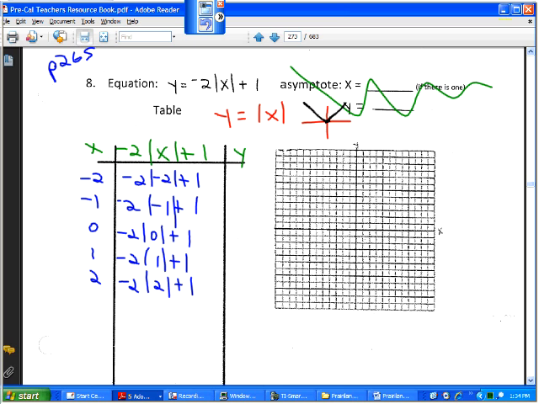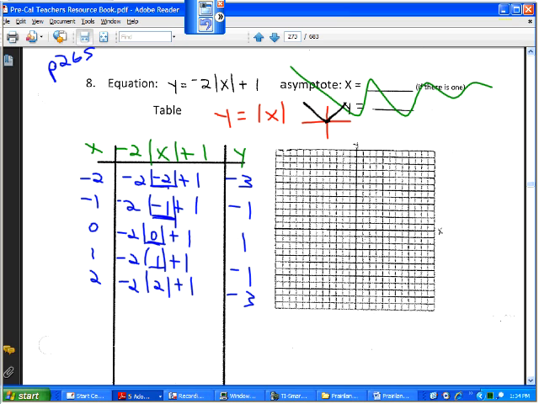All right. So absolute value negative 2 is 2. 2 times negative 2 is negative 4. Negative 4 plus 1 is 3. Absolute value negative 1 is 1. Times negative 2 is negative 2. Negative 2 plus 1 is negative 1. Absolute value 0, 0 times negative 2 is 0 plus 1 is 1. Absolute value 1 is 1 times negative 2 is negative 2 plus 1 is negative 1. Absolute value 2 is 2 times negative 2 is negative 4 plus 1 is negative 3. That gave us some pretty little reflecting points, so that ought to make a nice looking little V shape.